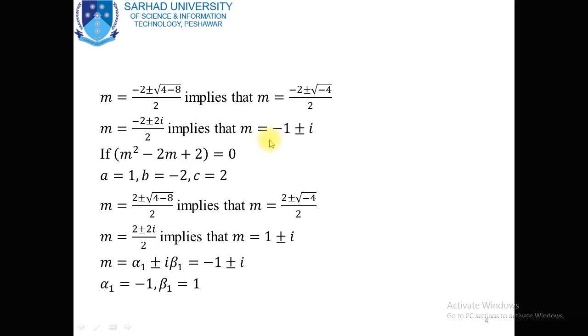So the first quadratic equation gave one complex root. Now the second quadratic equation. To solve this second quadratic equation, we obtain here the coefficient a is equal to 1, b is equal to minus 2, and c is equal to 2.